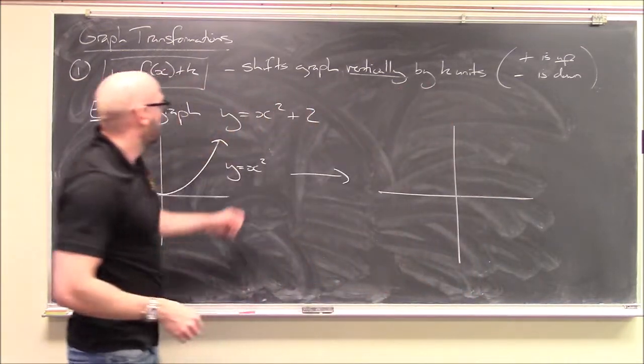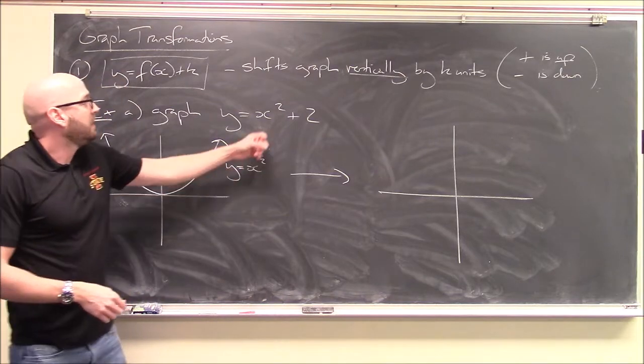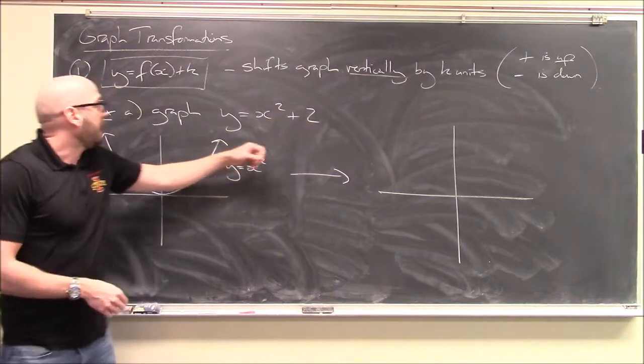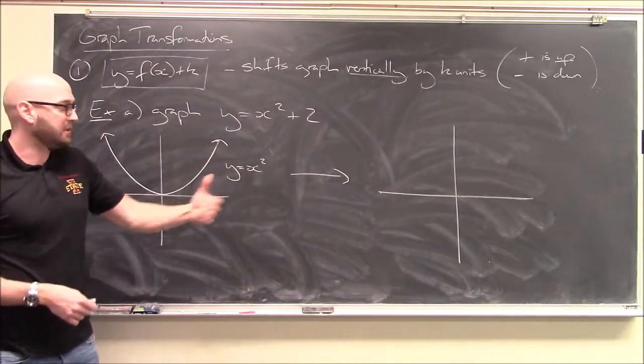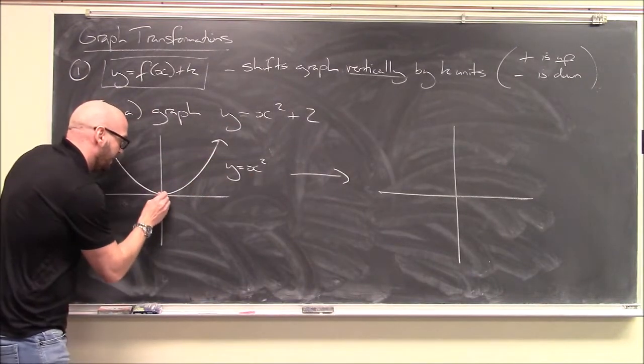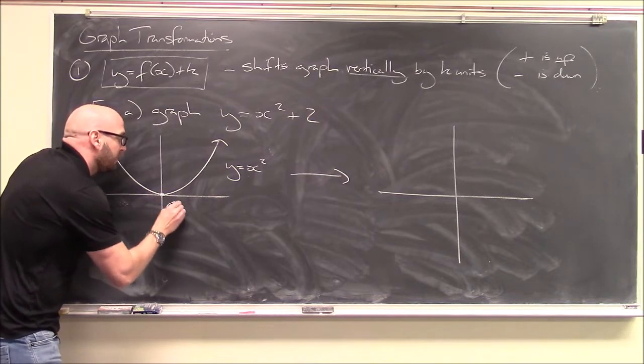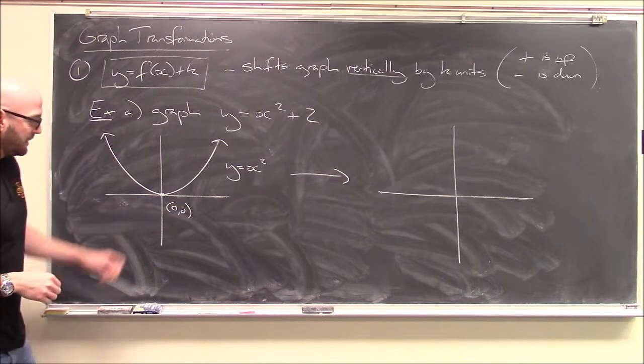What are we doing? We want to go from y equals x squared to y equals x squared plus 2, and I know that just adding a constant, adding plus 2, is going to shift my entire graph up 2 units. Right, so what's my base? I'll usually think of shifting the origin in particular.